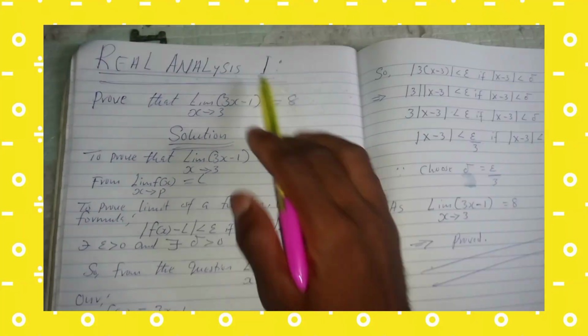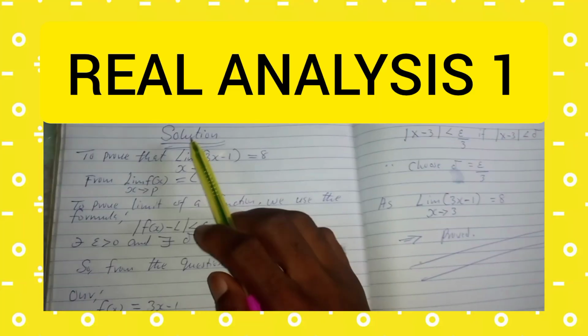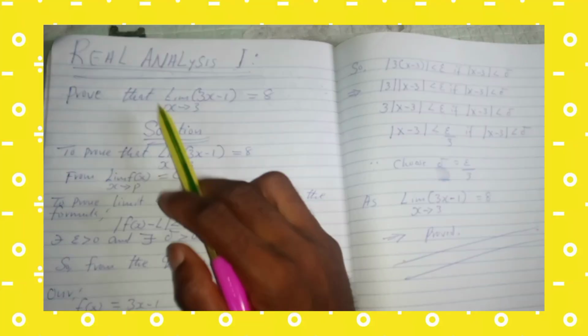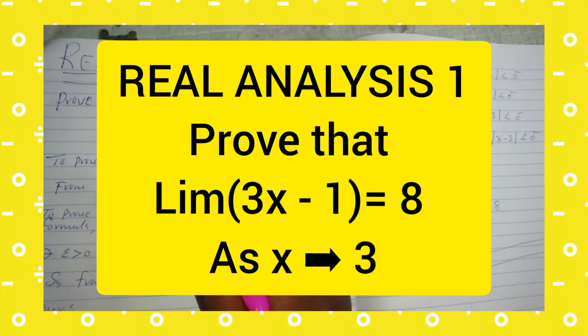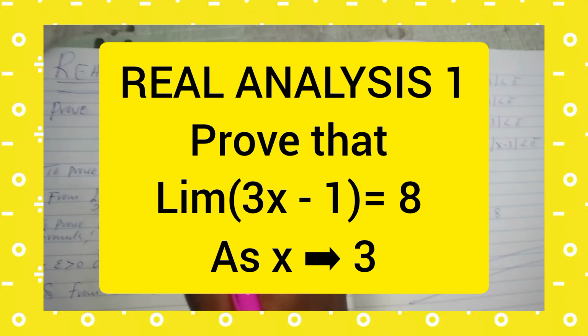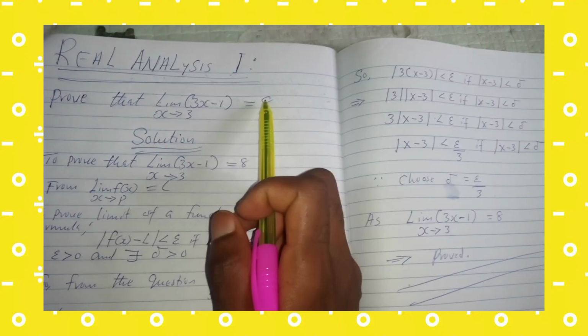We are looking at real analysis one, and in this one, we are going to look at an example of how to solve this question. They say that we should prove that the limit of 3x minus 1 as x tends to 3 equals 8.